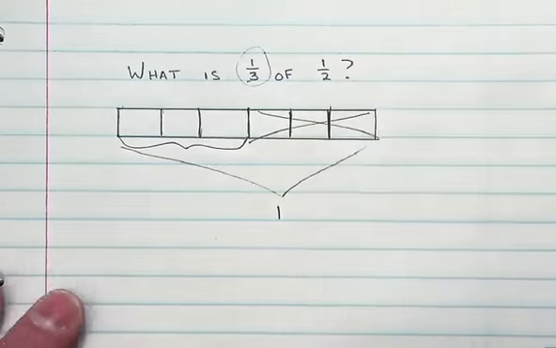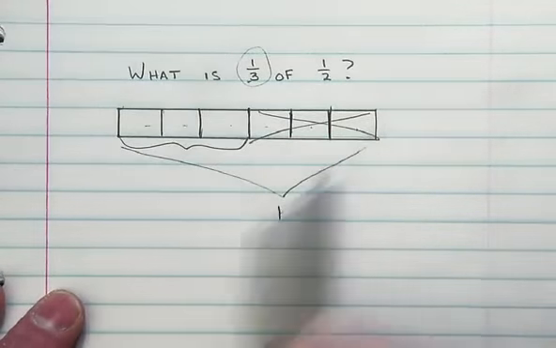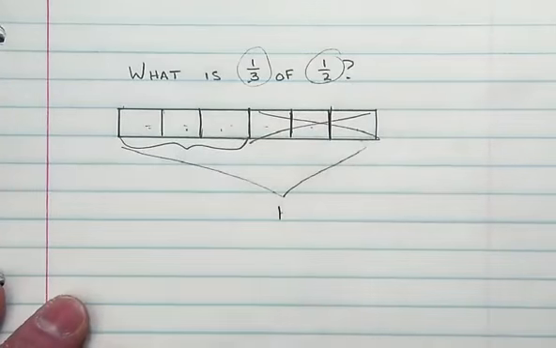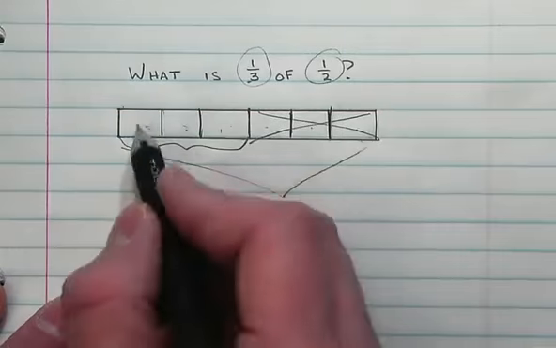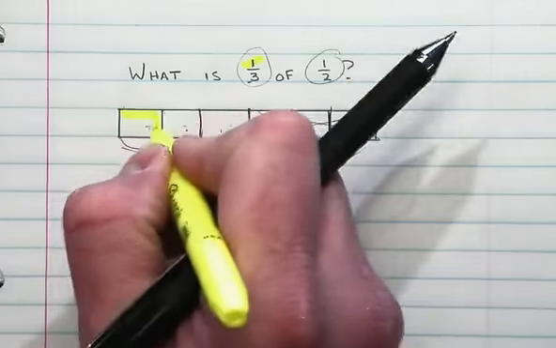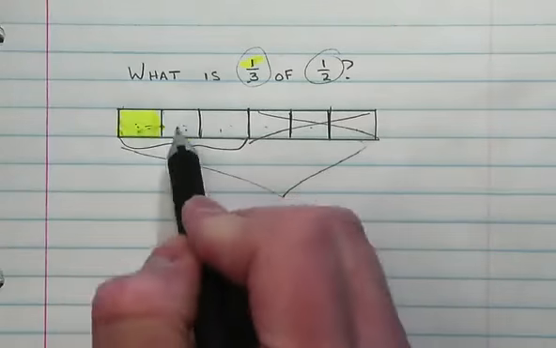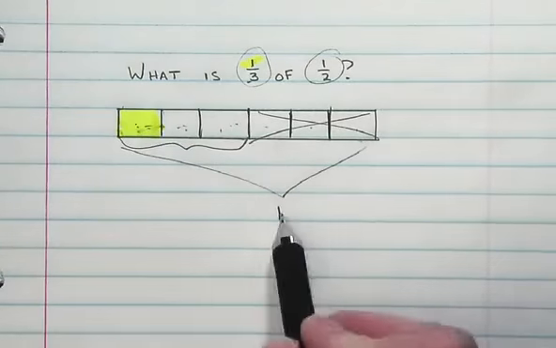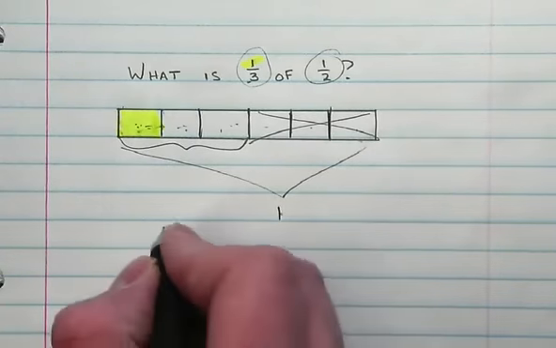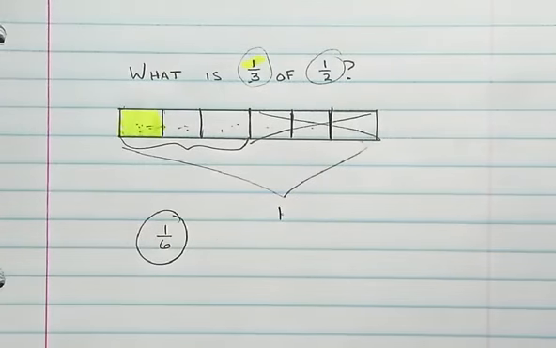So now when I look at it, my original whole has 1, 2, 3, 4, 5, 6 pieces. We only have half of the whole, so we only have 3 out of 6 pieces. And we want 1 out of those 3 pieces. So I highlight it. I have 1 out of the 3, and that means comparing to a whole, I have 1 out of 6 pieces. So our answer to this, a third of a half, is 1/6.